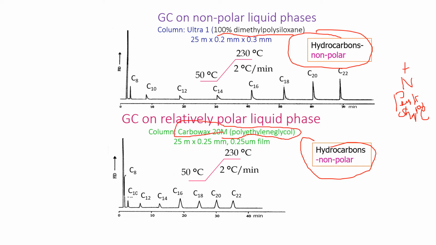Okay. So here, remember, non-polar loves non-polar. Hydrocarbon is non-polar. 100% dimethyl polysiloxane is non-polar. So therefore, they love each other, right? In theory, they don't have any problem, meaning this is a great column for the separation. But why do you think the separation time is very long, 70 minutes, and the peak is not good?